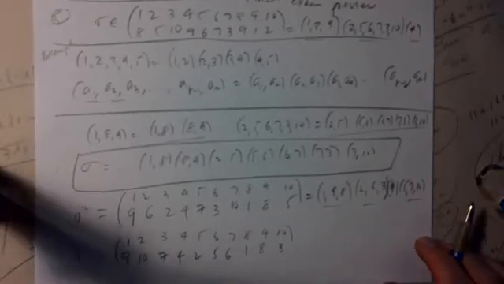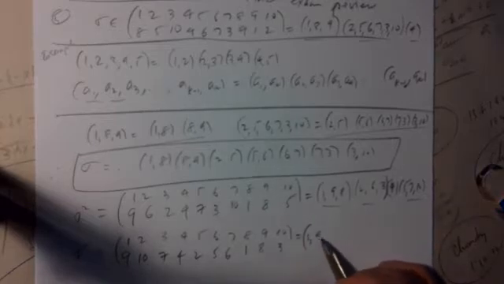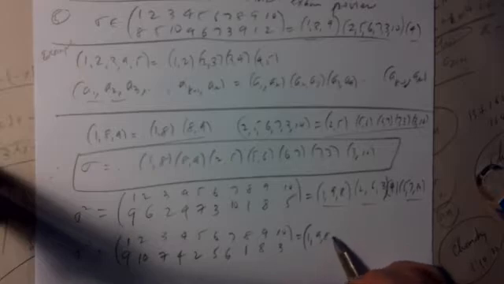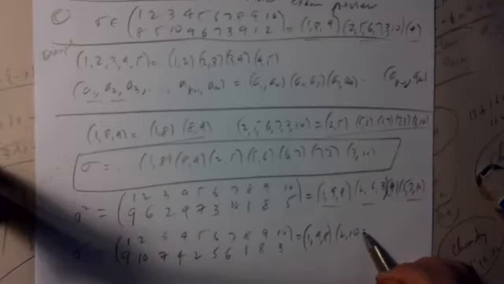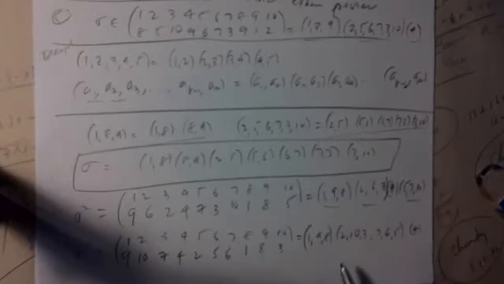So that's sigma inverse in its standard form, and it's a product of disjoint cycles. 1 goes to 9, goes to 8, goes back to 1. 2 goes to 10, goes to 3, goes to 7, goes to 6, goes to 5, goes back to 2, and 4 goes to 4.